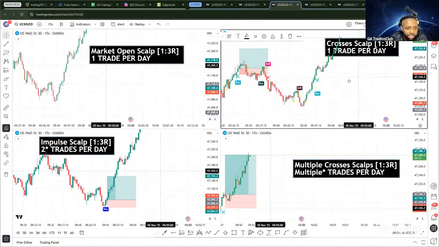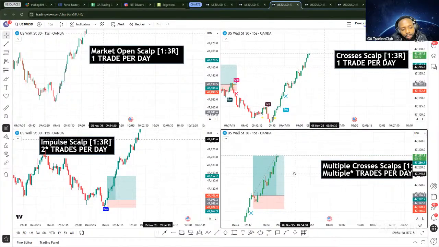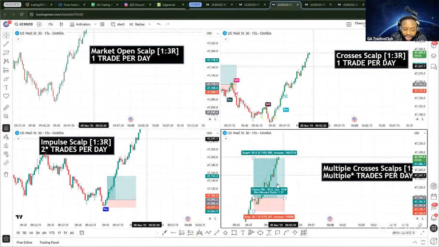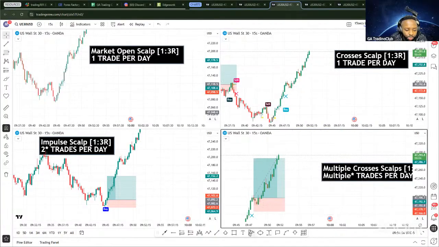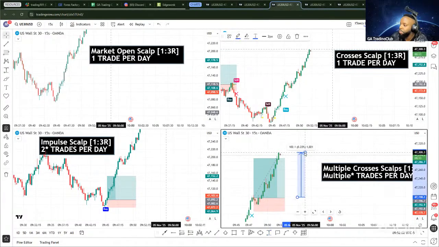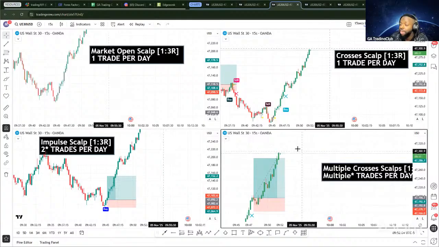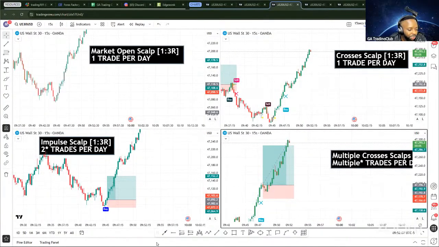I'll change the visualization of the indicator to show the exit signals better. But the exit signal is going to be the reverse candle that's going to have an inverted triangle. So at this point, you would have been riding this trade, and price has pushed up 100 points so far. So 3 days in a row, we've had a 100-point push for US30 on these scalps right here.